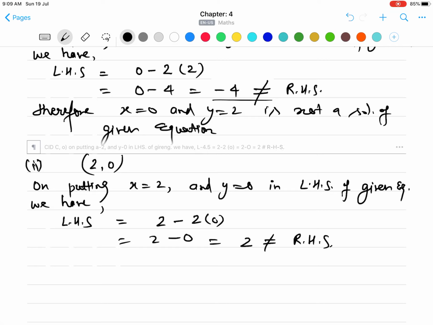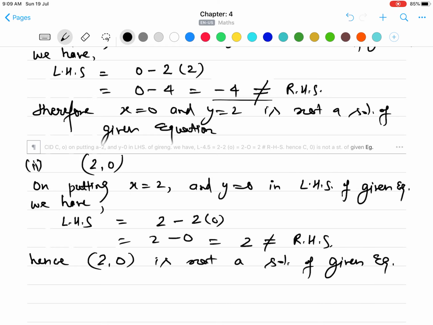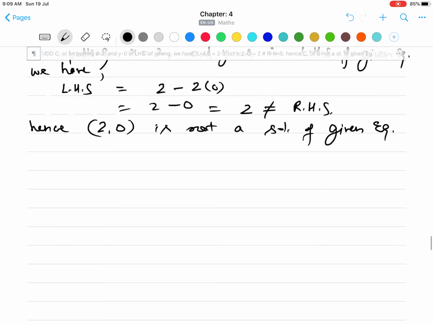So this is also not the solution of the given equation. Hence, 2 comma 0 is not a solution of the given equation. Okay, moving ahead with the next one.